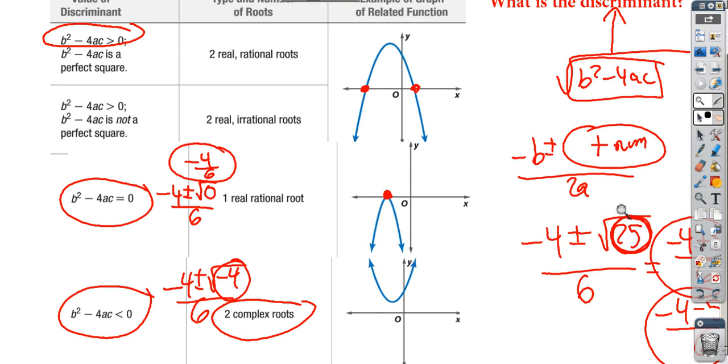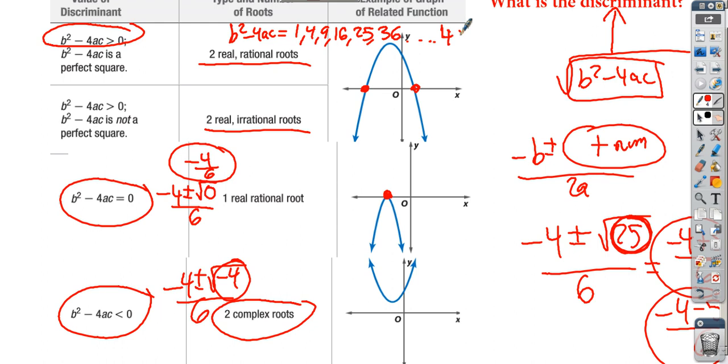Okay, the only other thing I want to mention before we find the discriminant is what's the difference between two real rational roots and two real irrational roots. Here's the difference. If b squared minus 4ac equals one of these numbers right here, it will be rational. And what's the significance of those numbers? Obviously they keep going forever, 49, 64, and so on. Those are perfect squares. Rational means that you can take it and get a nice even number. Square root of 25 is 5, square root of 36 is 6, and so on.